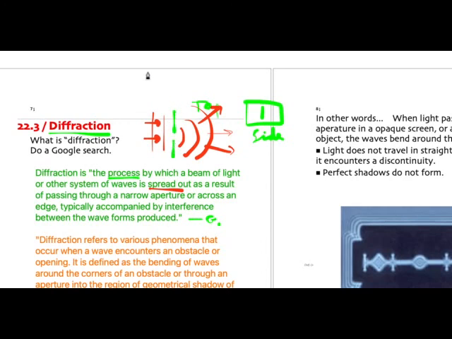I could also consider waves incident on a little object. And then the shadow would be down here. And you might think that the waves would just go out this way and you'd have a shadow in this direction. There'd be no intensity downstream from the obstacle. But that's not what happens.